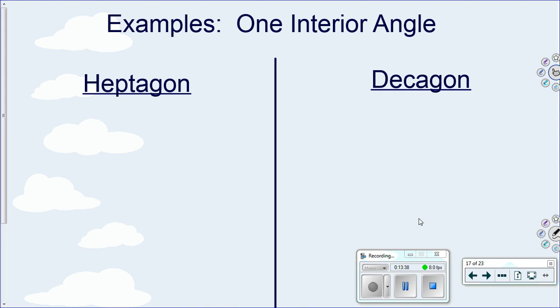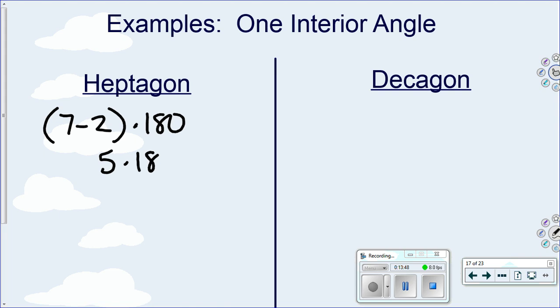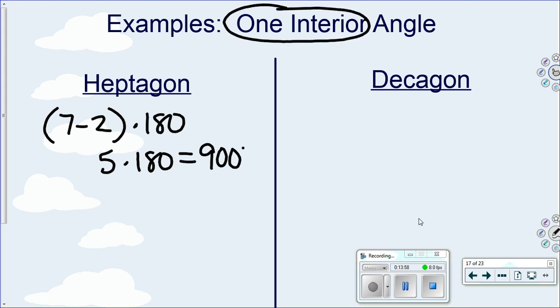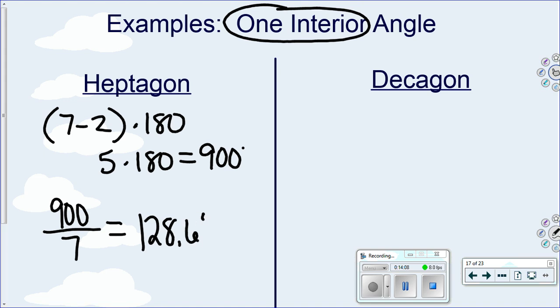So for a heptagon, it has 7 sides. So I'm going to do 7 minus 2 times 180. I get 5 times 180, which equals 900 degrees is the sum of all of the interior angles. But I only want to find one interior angle. So I'm going to take that 900 and divide it by how many angles are in that shape, which is 7. I get 128.6 degrees per angle in my heptagon.